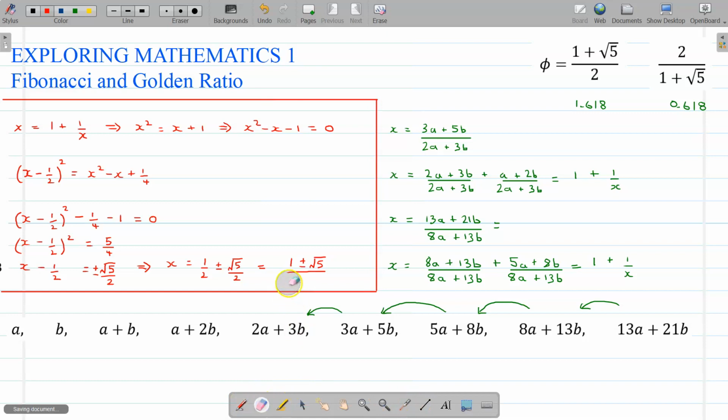Okay, I'll just make that a straight line. Okay, and that is the golden ratio. And we're taking the positive square root, so we're ignoring that minus sign underneath to find the golden ratio. Okay, and that is how we show that the golden ratio is 1 plus root 5 over 2.